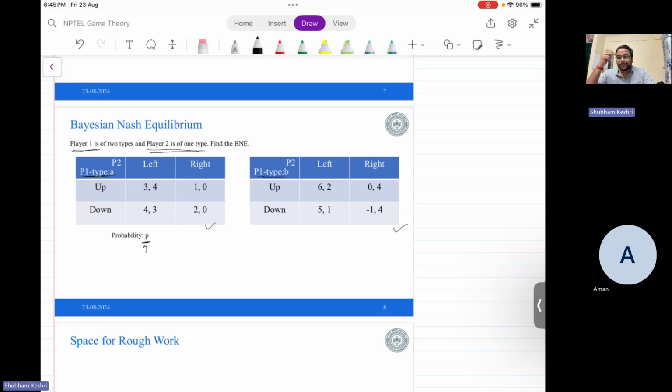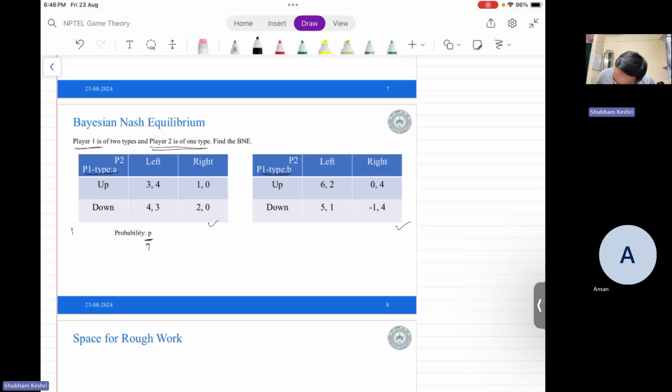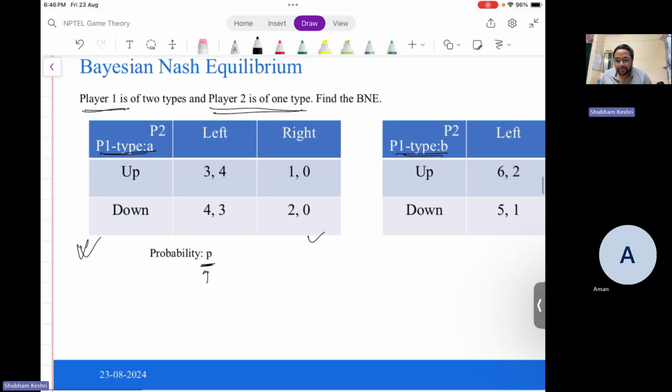All right. So you see, we have two types of player one. When we have two types of player one, then player two is uncertain about what is the type of player one, but player one knows. So suppose we are in this game, therefore player one knows he is of type A. Now when player one knows he is of type A, then he can find his best response. So we'll just see what is the best response.